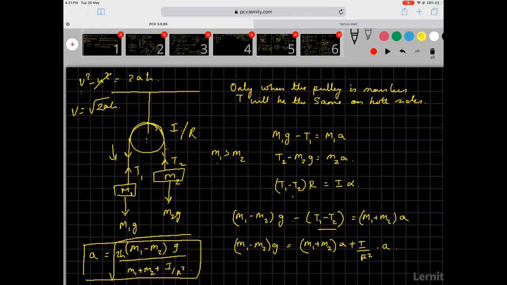There is only one option. Basically, you don't have to do anything. If you look at the options given, there are 2 options with M1 plus M2. There are 2 options with M1 minus M2. There are 2 with G and H only, and that will be the answer. So directly you can click on this. Yeah, I hope you are able to understand this. This is called the Atwood machine.